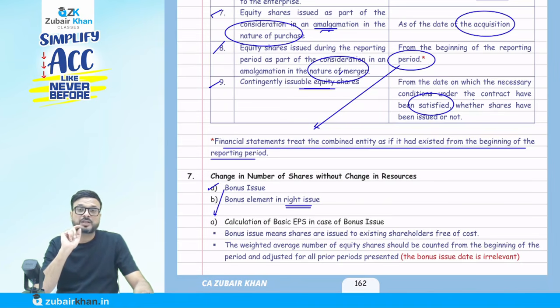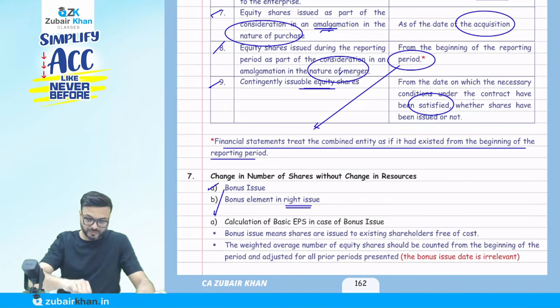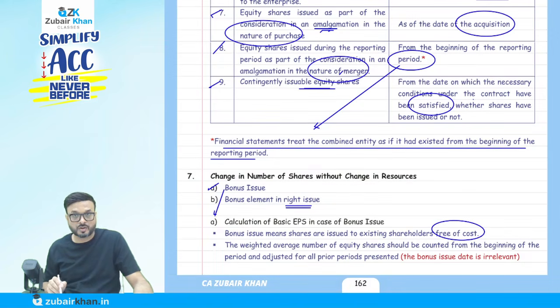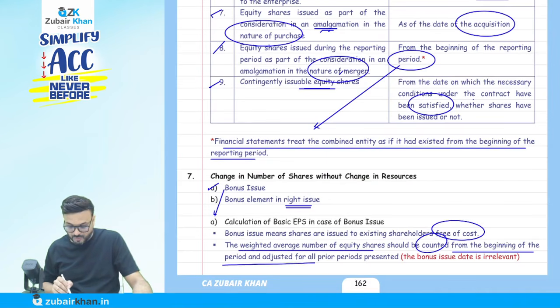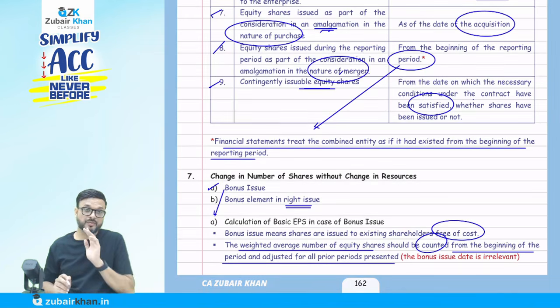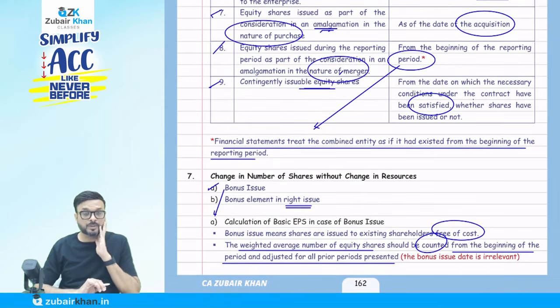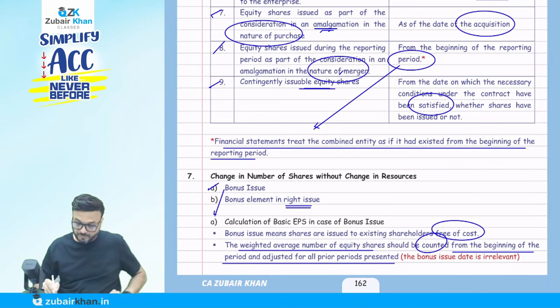Now they say in case of a bonus issue, how to calculate. What does it say first? Bonus issue means the shares are issued to existing shareholders free of cost. The weighted average number of equity shares should be counted from the beginning of the period and adjusted for all the periods presented, but the bonus issue date is irrelevant, which is very important here. They say, from which date should I count the bonus issue? Count it from the starting of the period.